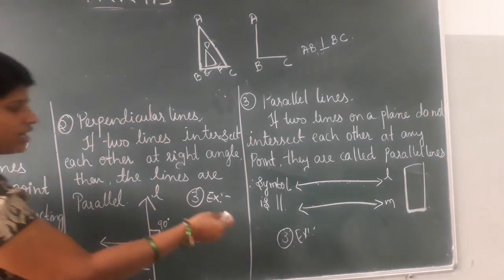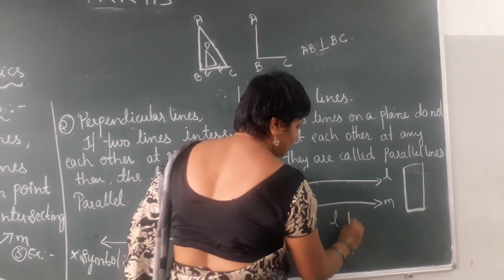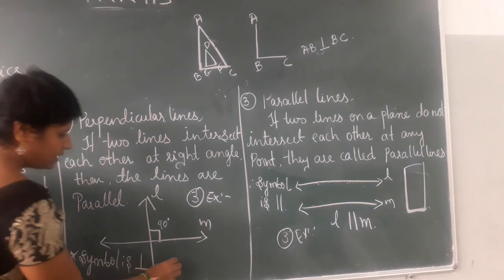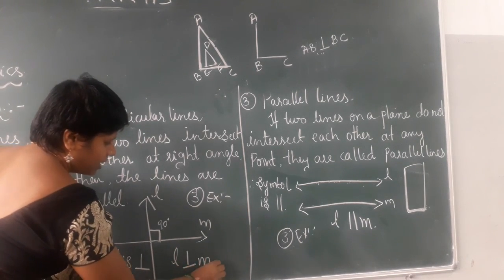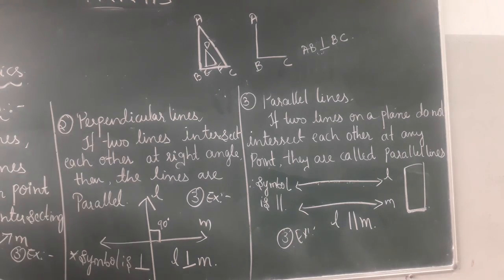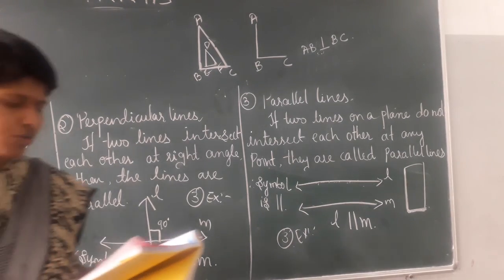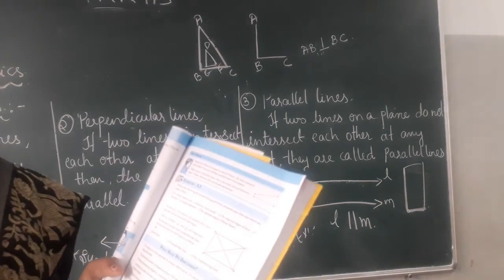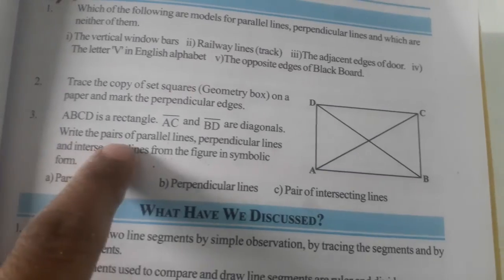Whenever you are writing, how will you write this? L is parallel to M. And here also, L is perpendicular to M. Like this you have to write. Now, ABCD is a rectangle, and AC and BD are diagonals. Write the pairs of parallel lines, perpendicular lines, intersecting lines from the figure in symbolic form.